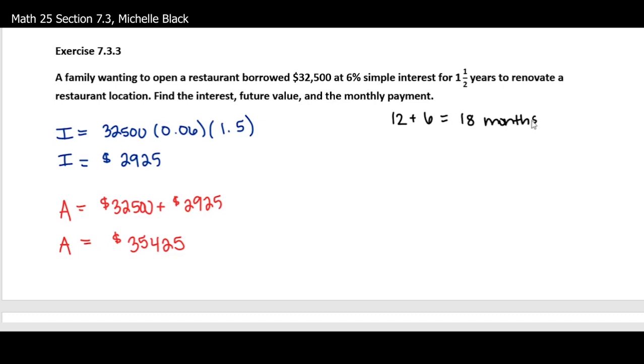So all I need to do is divide the future value of my loan by the number of months that I have it for. So that's 35,425 divided by 18, which gives me that their monthly payment will be $1,968.06 per month.